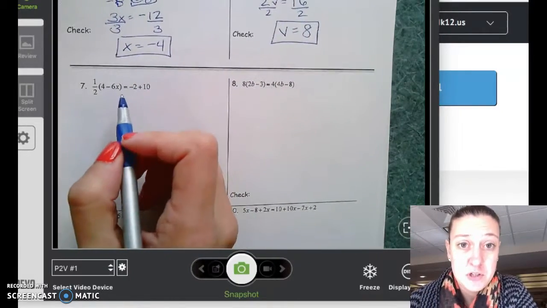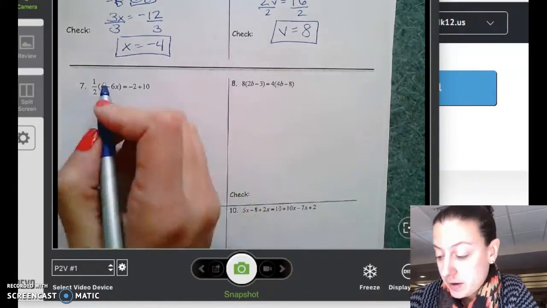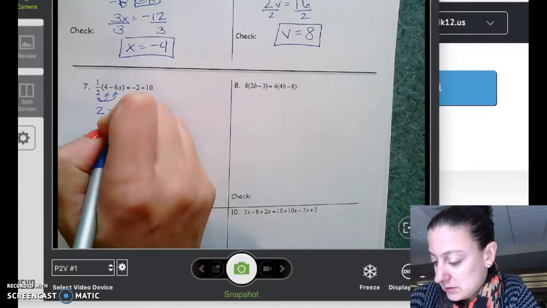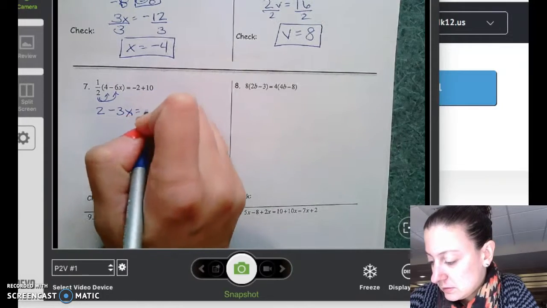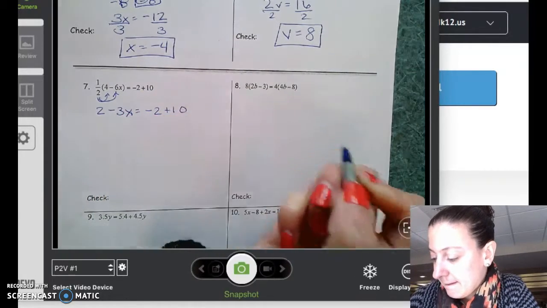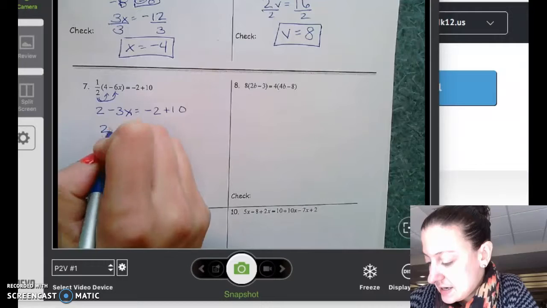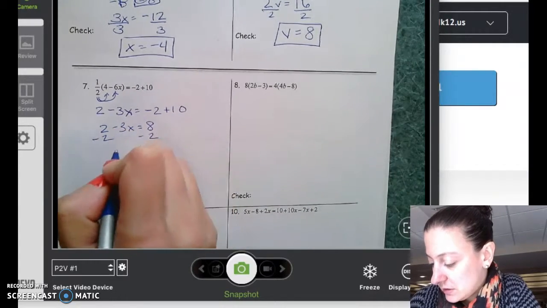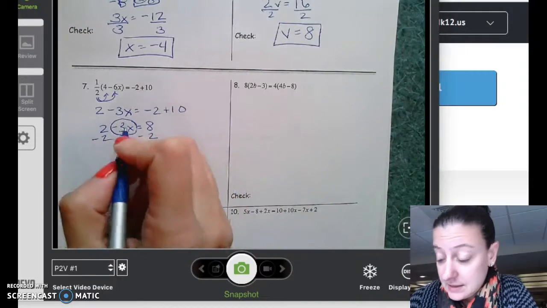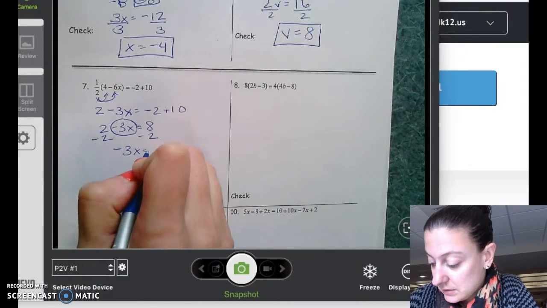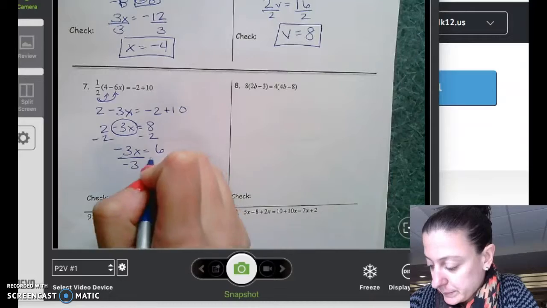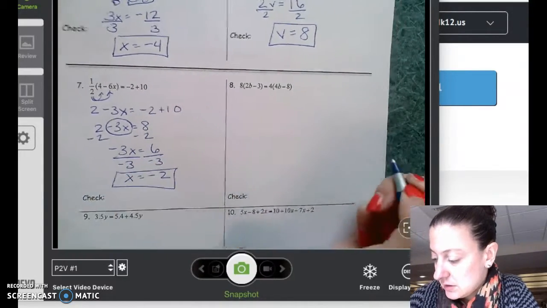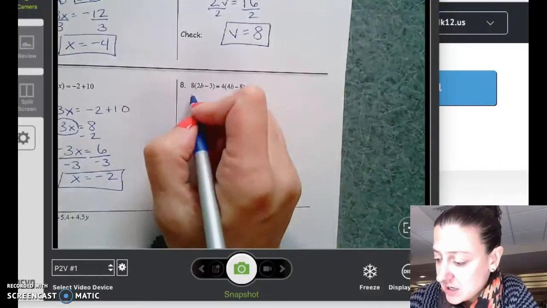Same here. We talked about clearing the fractions, but why bother when it's easily gone? Okay, negative 2 plus 10 is just 8. Subtract 2. I'm going to circle that because it's easy to lose that negative sign. X equals negative 2. I'm skipping all the checks, but I know you know how to check.